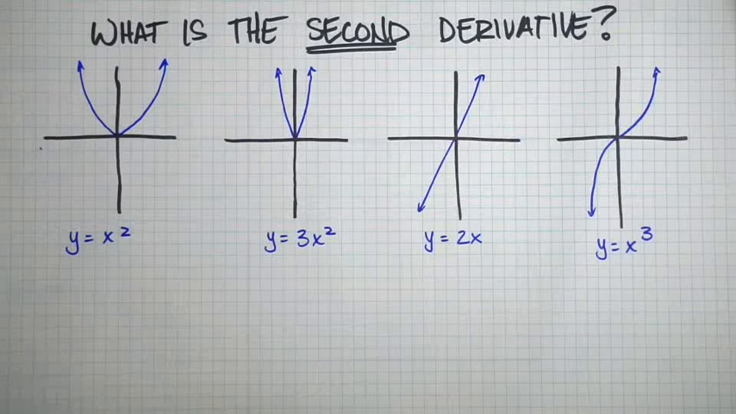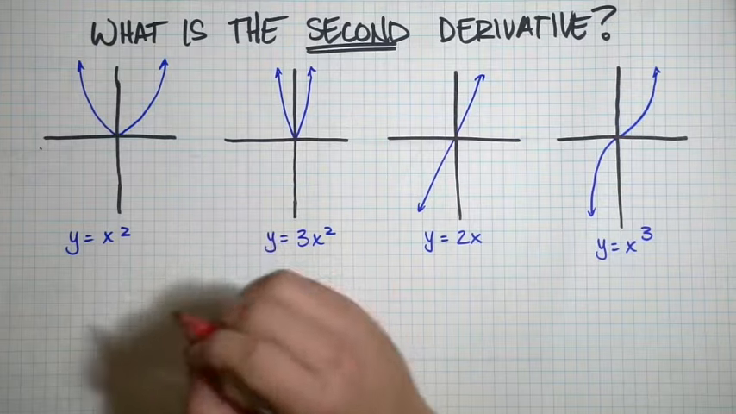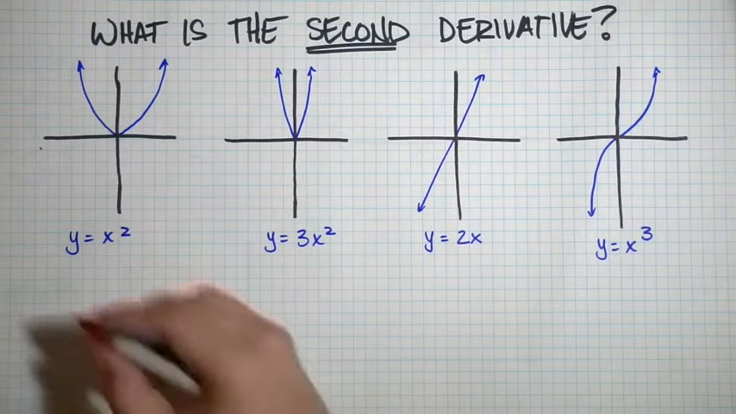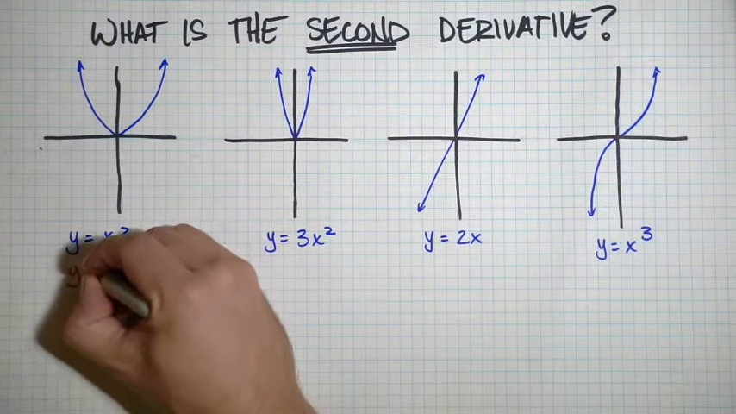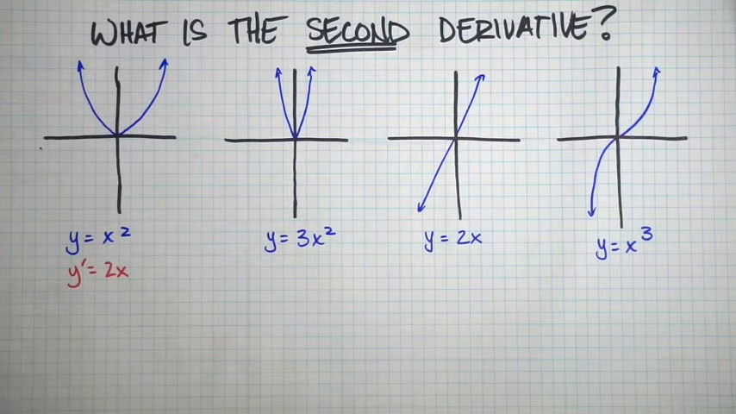What is the second derivative? So by now we're comfortable with finding the first derivative of a function. So let's do that now. The first function we have here is y equals x squared. The derivative of that we call y prime, and we know that's just equal to 2x.